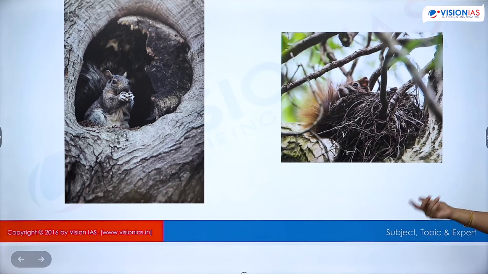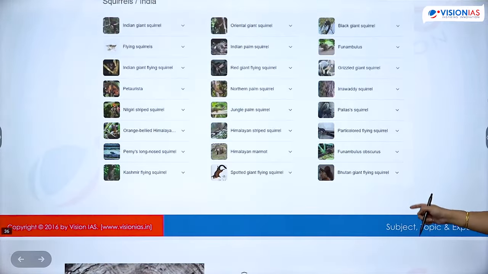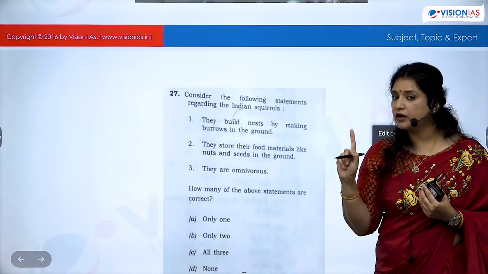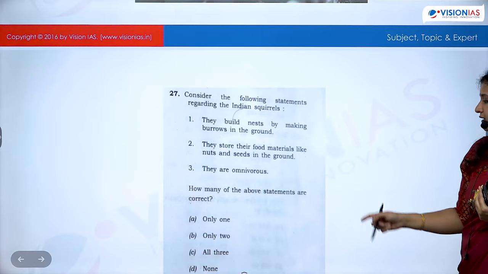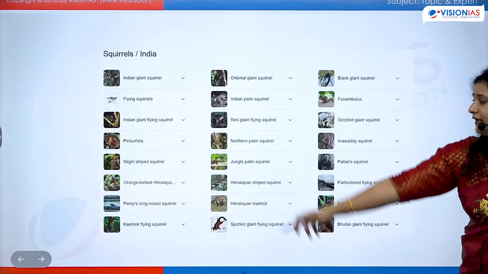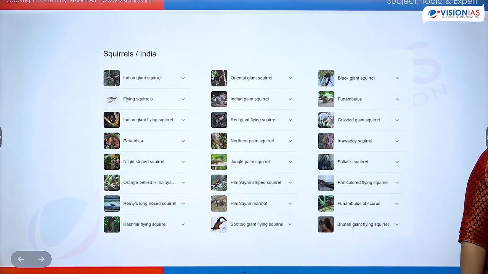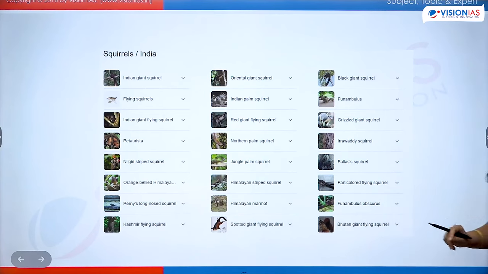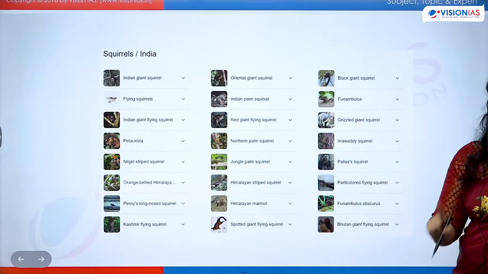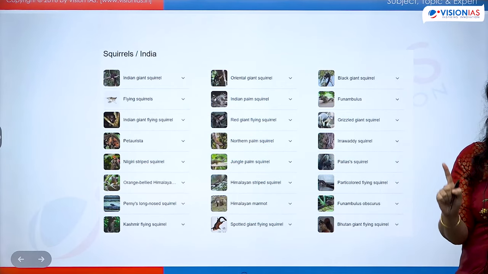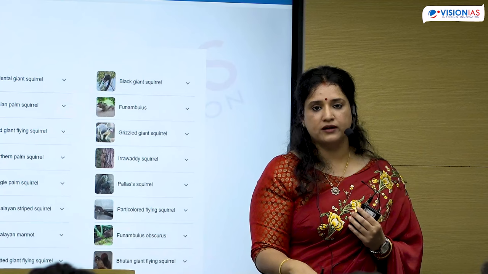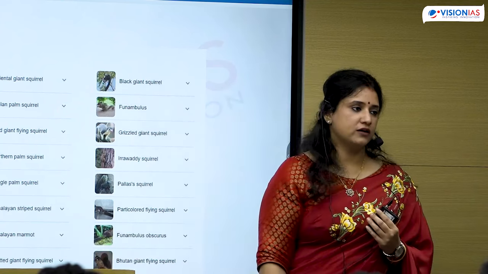Okay? And the problem with this question, again I'll tell you because we are subject to UPSC keys, is that if you see the question stem is talking about Indian squirrels. That means we are not talking about one species, we are talking about all the Indian squirrels. And if you search the net, there are so many Indian squirrels. And the problem, which I am yet to tell you, is that among these squirrels, there is only one which does not build nests on the trees. It digs burrows in the ground, and that is the Himalayan marmot.